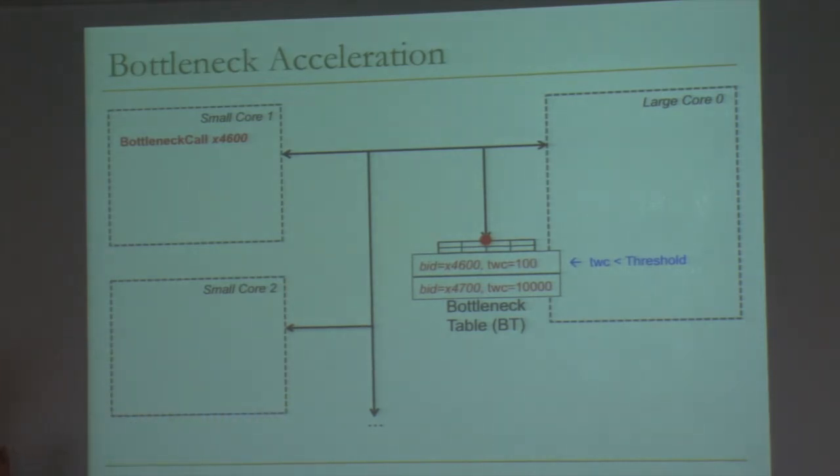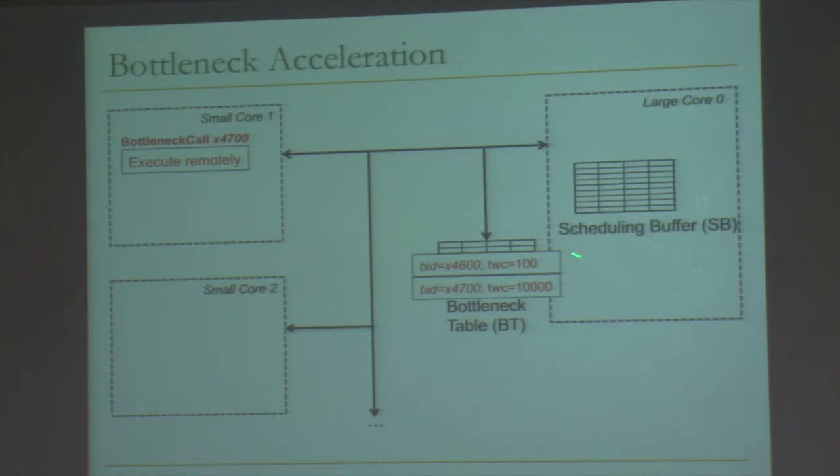So the bottleneck table tells the small core to execute this locally, because the bottleneck is not really important. It's not going to cause waiting, based on my prediction from the past. Based on the amount of waiting it has caused so far, I'm predicting that it's not going to cause a lot of waiting in the future. Okay? That's simple. Let's say the small core later wants to execute bottleneck call 4700. Again, it asks the bottleneck table, should I execute locally or remotely? The bottleneck table checks if the thread waiting cycles for that bottleneck is greater than a threshold, and in this case it is. So the bottleneck table says, small core, execute this bottleneck remotely. Now the small core prepares for remote execution, and what you need to do in the large core is similar to what we did for ACS, accelerated critical sections.